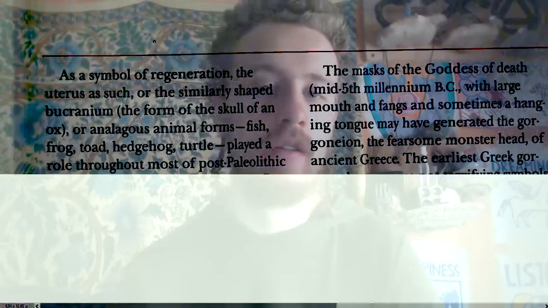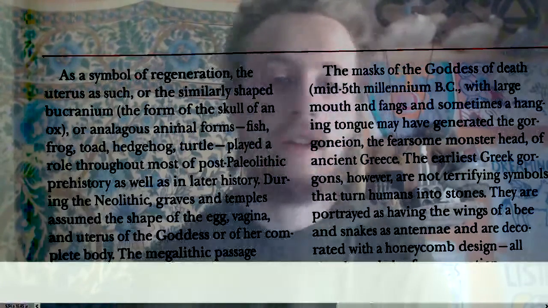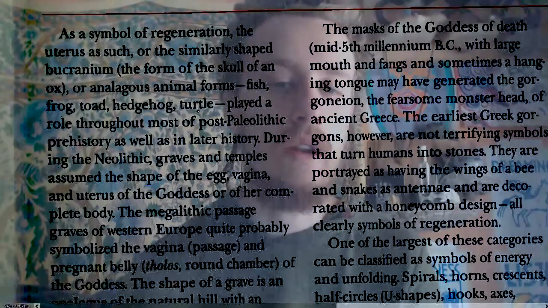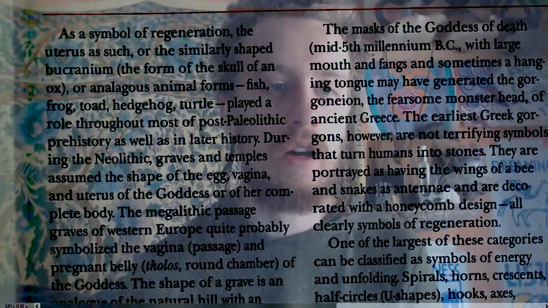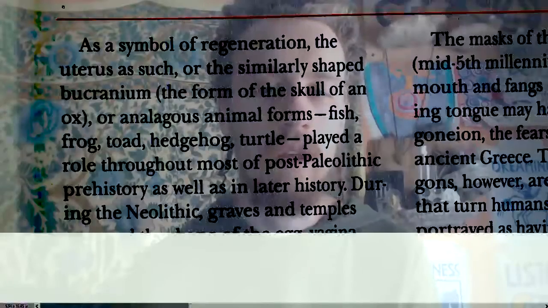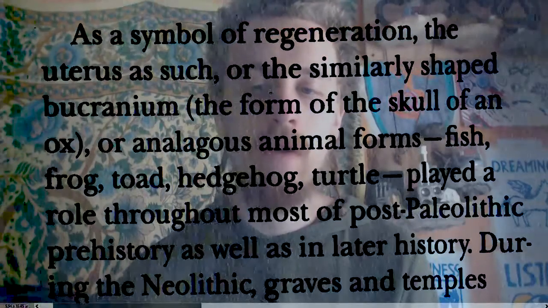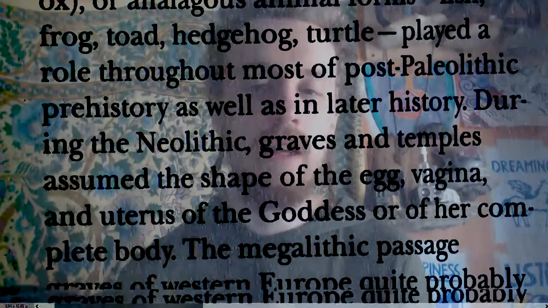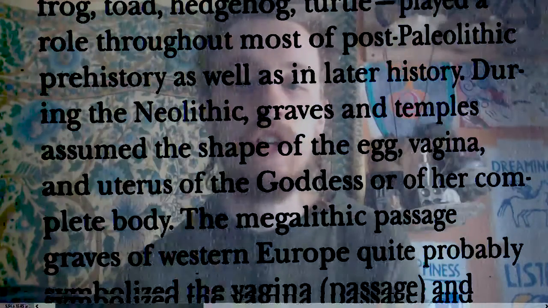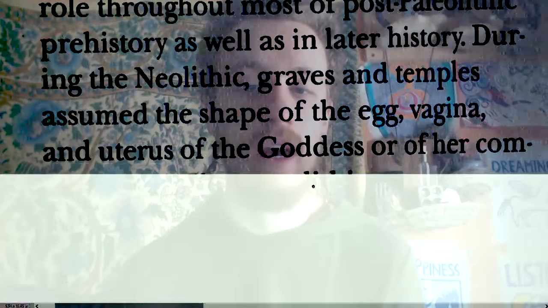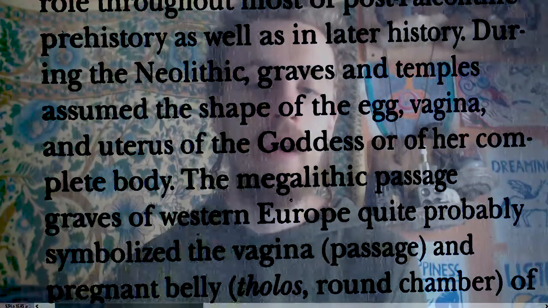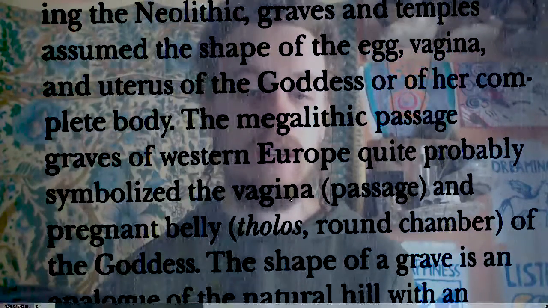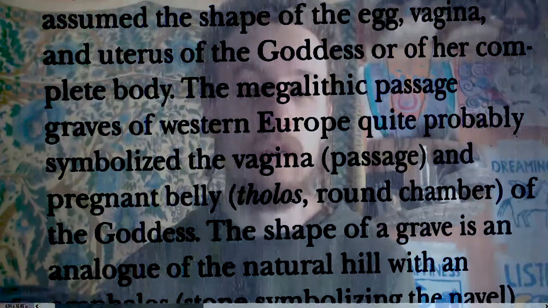As a symbol of regeneration, the uterus as such, or similarly shaped bucranium, the form of the skull of an ox, or analogous animal forms, fish, frog, toad, hedgehog, turtle, played a role throughout most of the post-Paleolithic prehistory, as well as in later history. During the Neolithic, graves and temples assumed the shape of the egg, vagina, and uterus of the goddess, or of her complete body. The megalithic passage graves of Western Europe quite probably symbolized the vagina passage and pregnant belly, tholos, round chamber of the goddess.